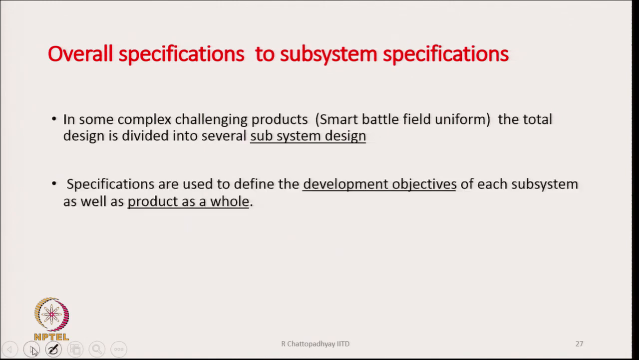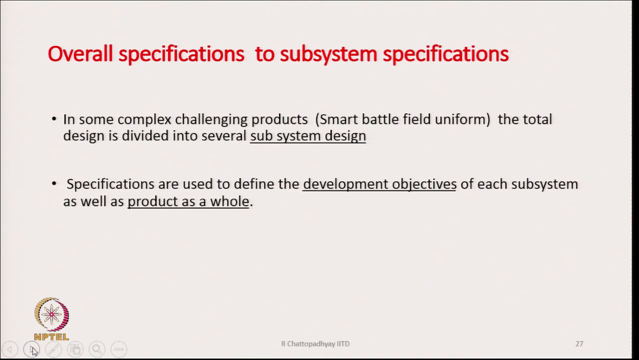Sometimes we go from overall specifications to subsystem specifications. There are certain designs where a very complex design could be there. In textiles also it is there. Designing an aircraft is a very complex machine. There are so many varieties of components, and so many designers will be involved in designing such a complex machine. So, there is an overall system and there are subsystems.